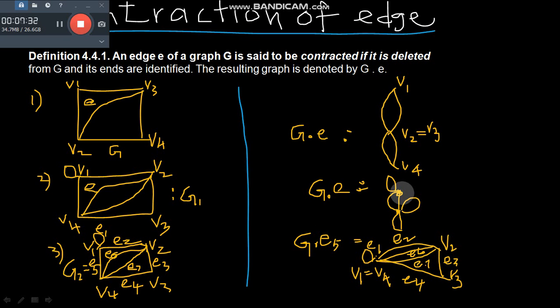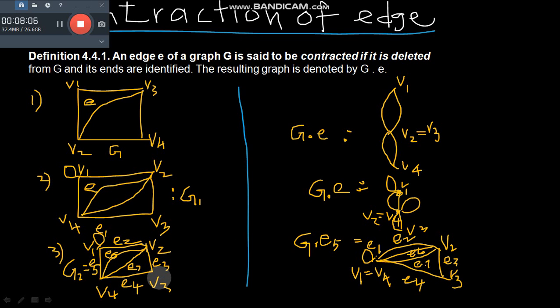Now this is V1, and the last one is V3, and this is V2, V4. V2 equals V4, that way. Okay, this small loop comes from this particular one joining together, you will get this. So this is a contraction of E from this particular graph G.